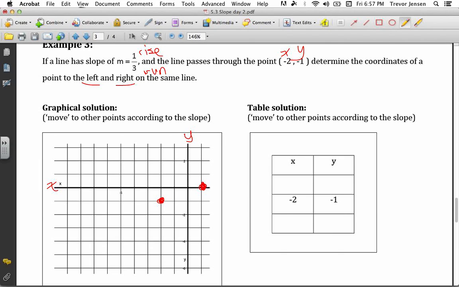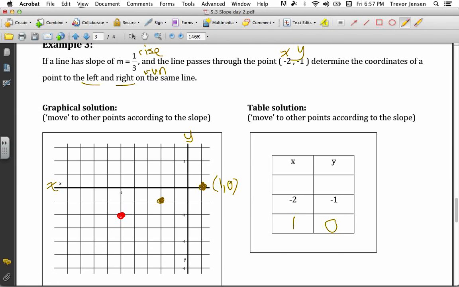So I've now found a point to the right. What are the coordinates of this point? This point is at 1, 0. So to the right, 1, 0. Okay. How would I find a point to the left? Well, I need to do the exact opposite of what I just did for this one. So I went up 1, right 3. To find another point on this line, to the other side, I must do the opposite of going up 1, right 3. I must go down 1, left 3. So down 1, left 3 is a point right here.